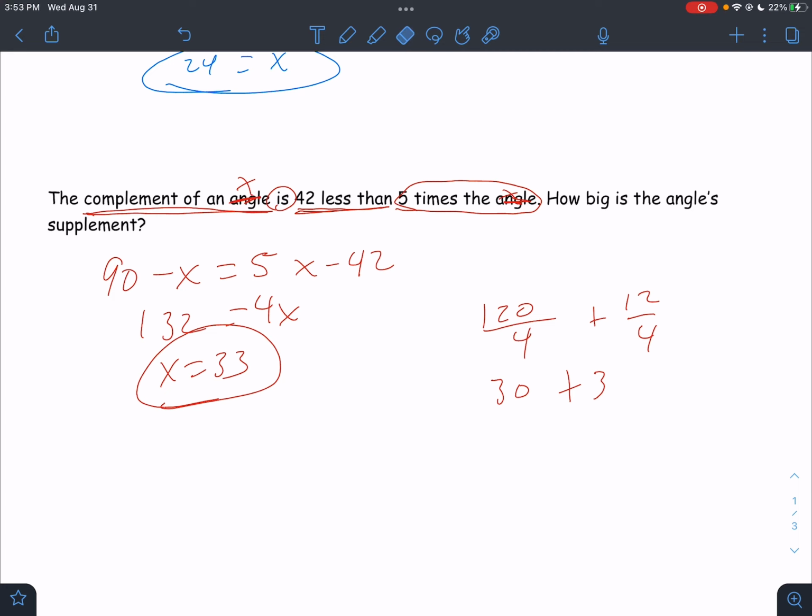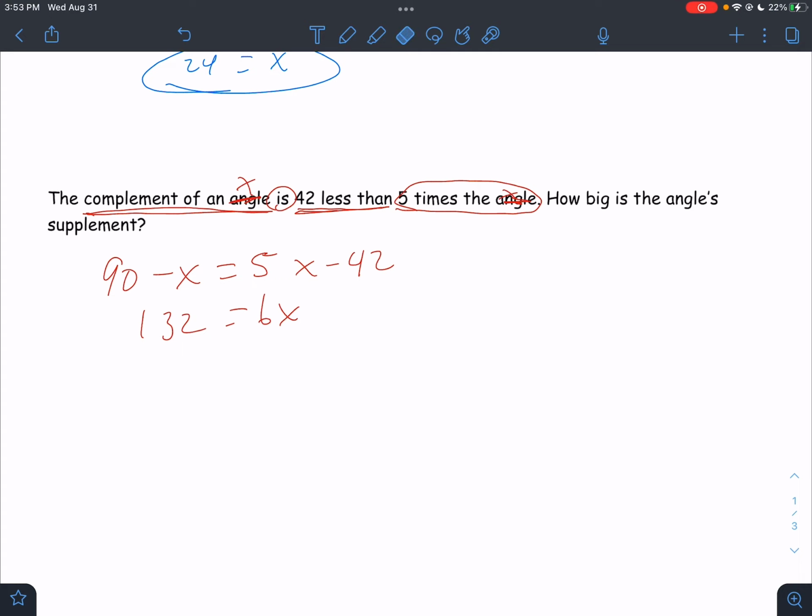So how big is the angle's supplement? I didn't answer the question. Yikes. So if the angle is 33, I want to know how big is its supplement. I'm looking at this. This doesn't actually work. Sorry, team. I hate to do this at the end of a video. I messed up. I did something everyone does. Oh, no. I need to add x. That's 6x. Oh, no. I can't start the video over. It's too much.